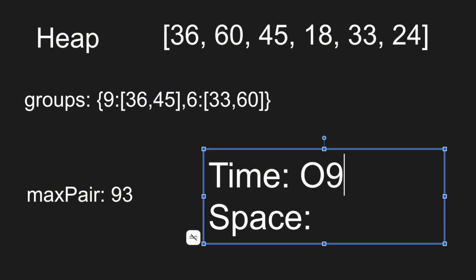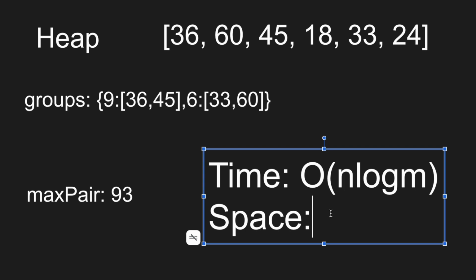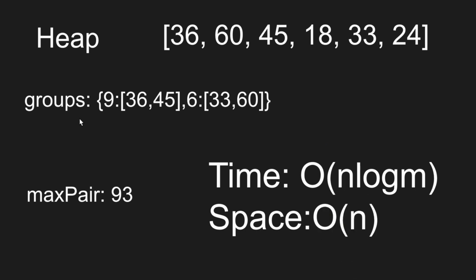And the time complexity of this approach would be O of n log m, where n is the number of elements because we need to loop through all these elements, and m is the maximum number in the list because when we calculate the sum of digits in a number, if it's a really large number, it may take a long time to calculate the sum of digits, and the number of digits is proportional to log of the number, so that's why the time is n log m. And the space complexity would be O of n because the groups dictionary may take up to n elements.